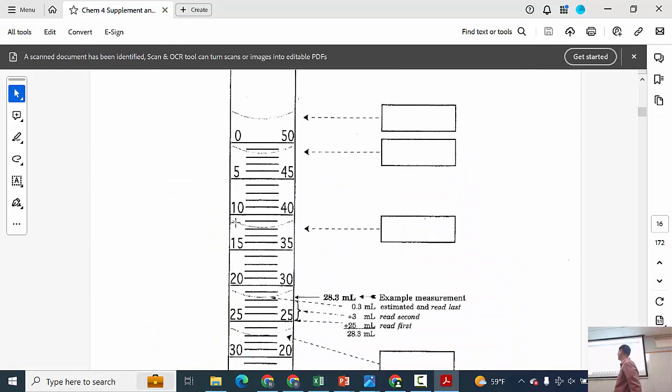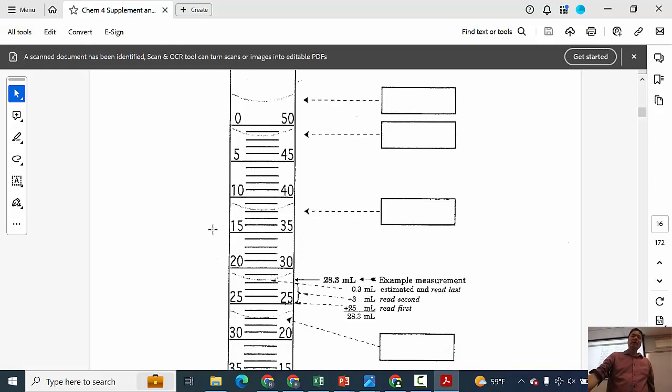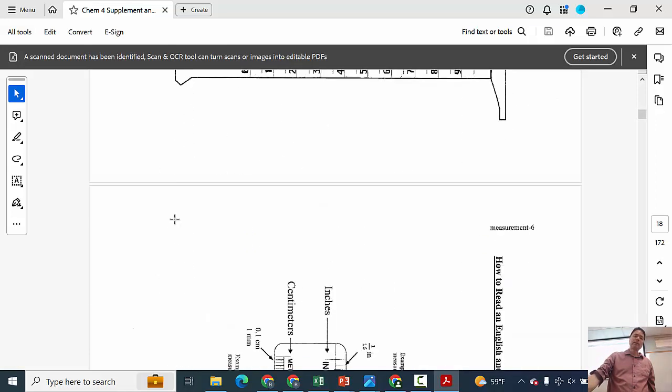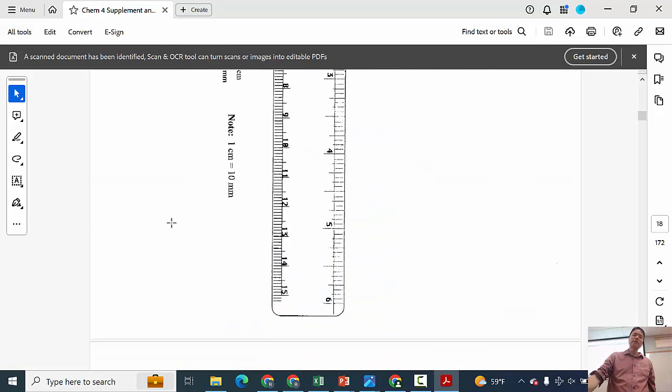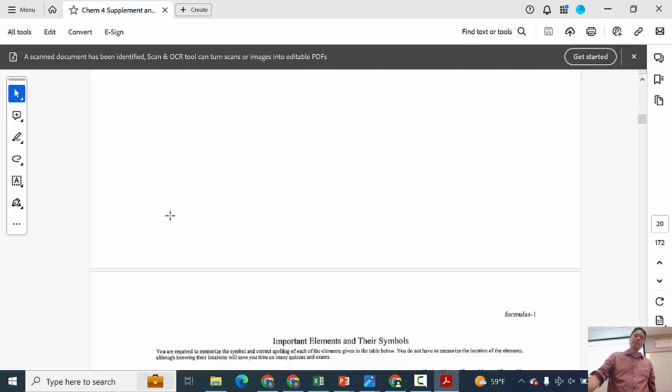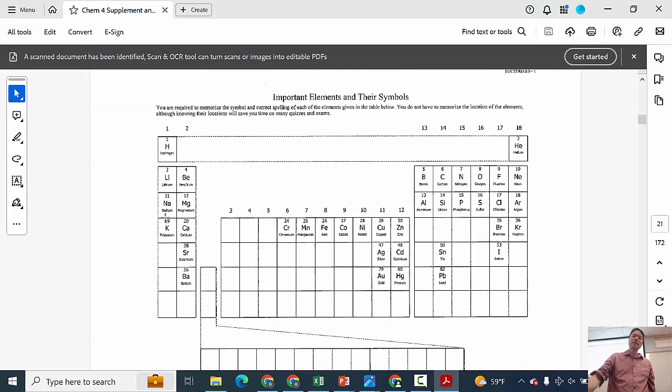For volumes, we measure at the bottom, where the surface of the liquid is curved. It can either be curved down, concave, or curved up, convex. We either measure it at the peak or the valley. Let's look at some practice measurements. Measurements are our experiment next week. So those are practice problems.